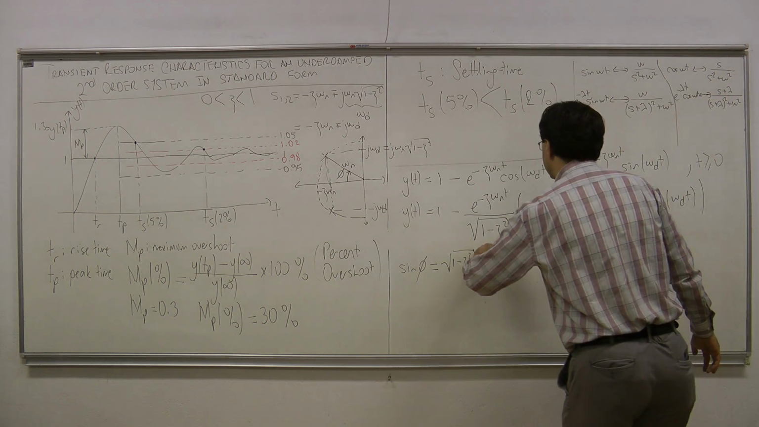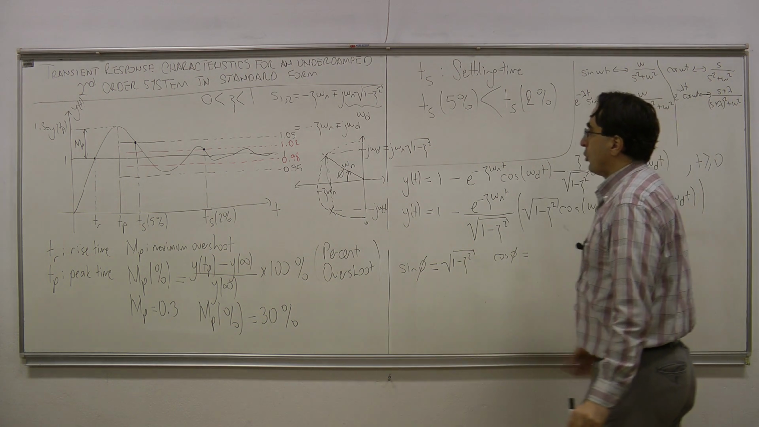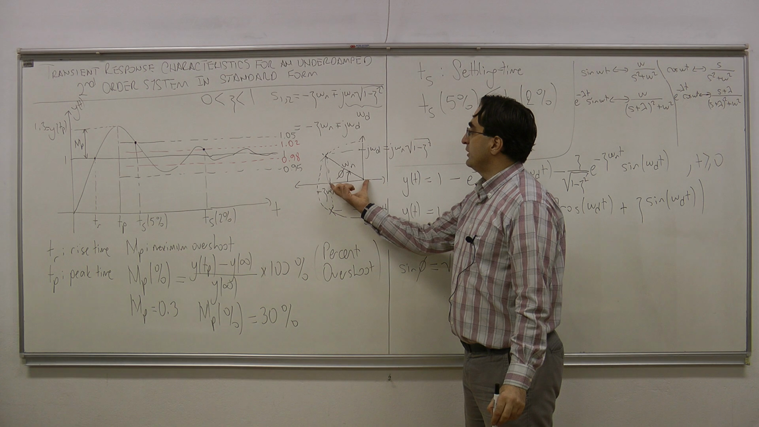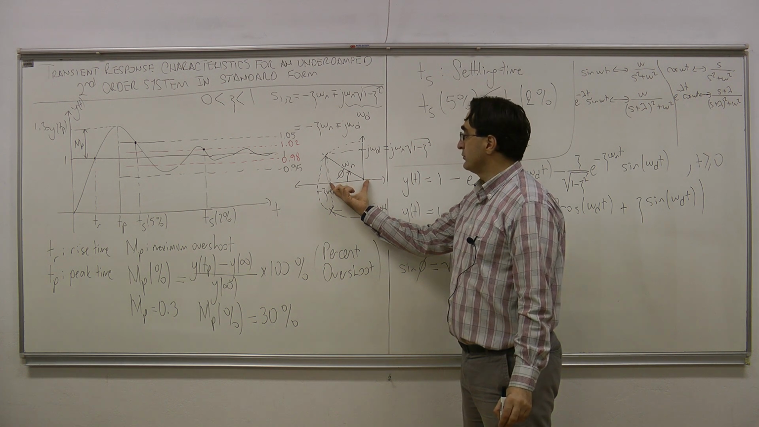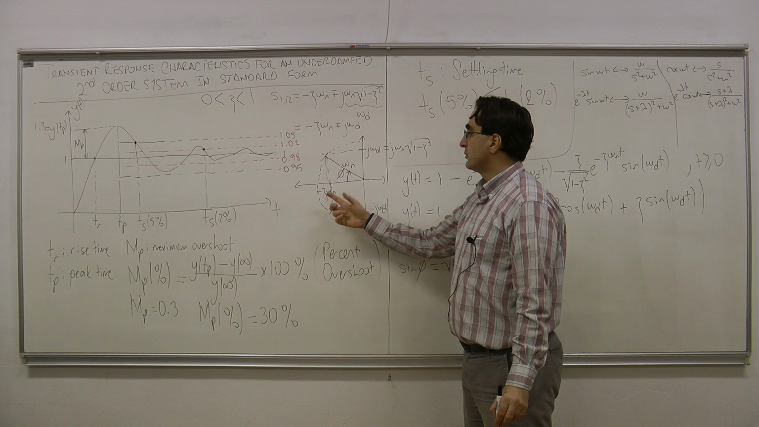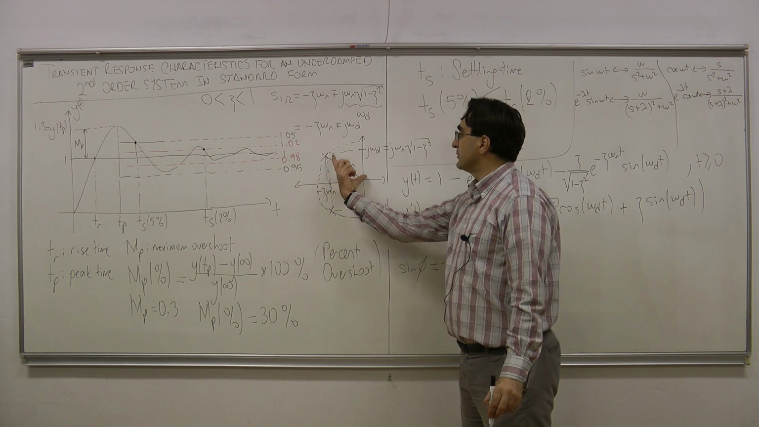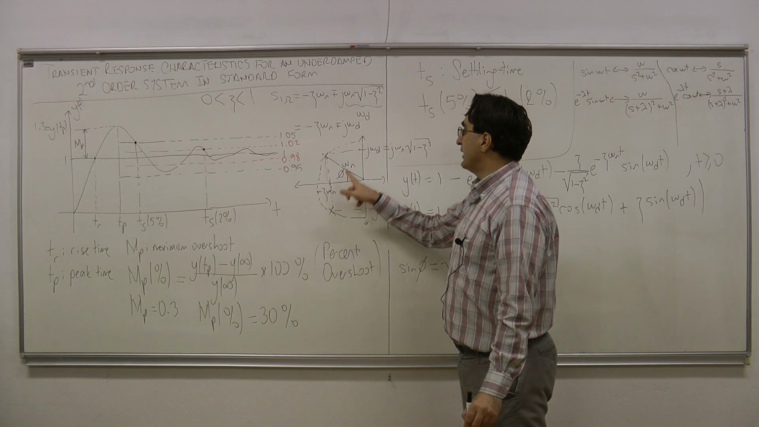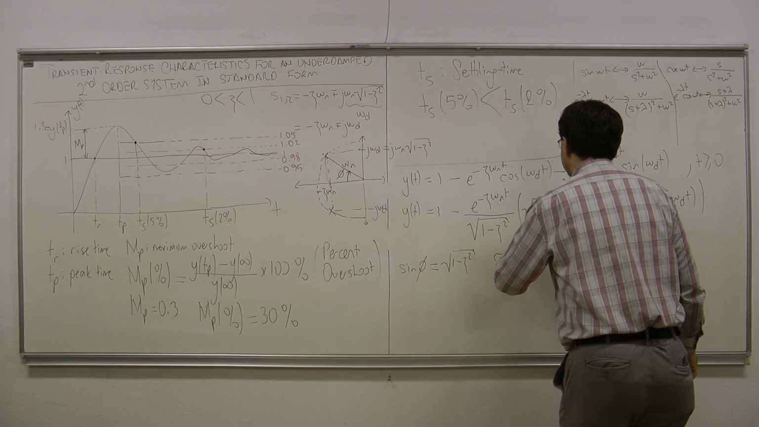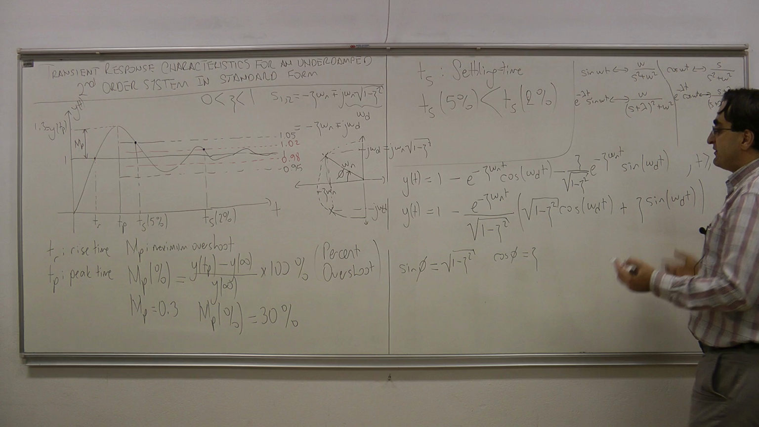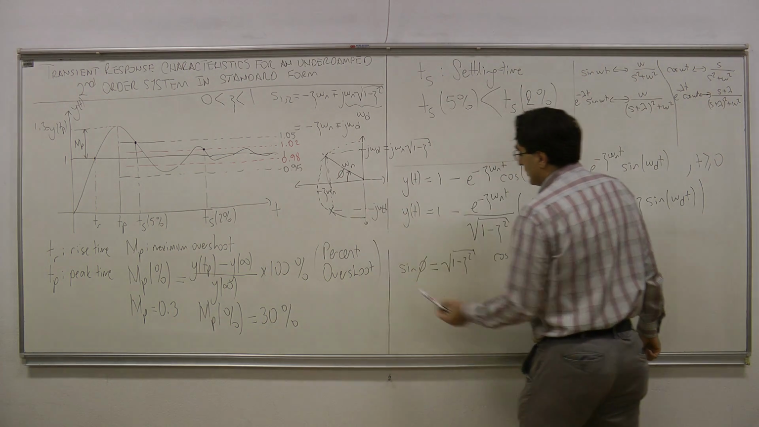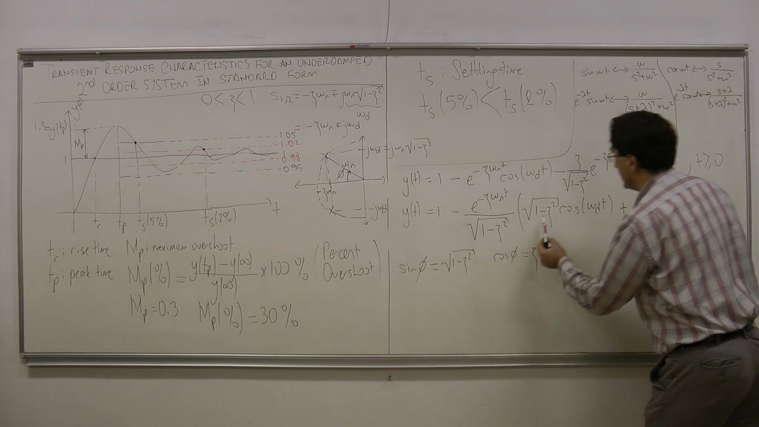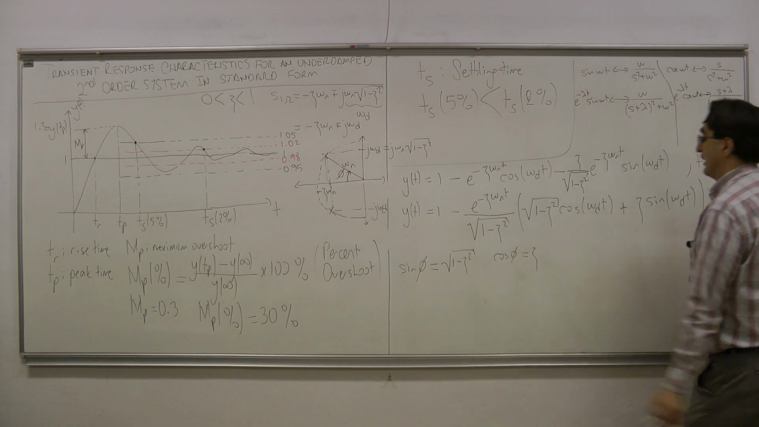And what about cosine of phi? Cosine of phi is this length, the distance between the origin and the real part of the poles. And this length is psi omega n, divided by the length of the hypotenuse, omega n. This is just going to be psi. So we see that for this angle, its sine and cosine are just these terms. Square root of 1 minus psi square is sine phi, and psi is cosine phi.